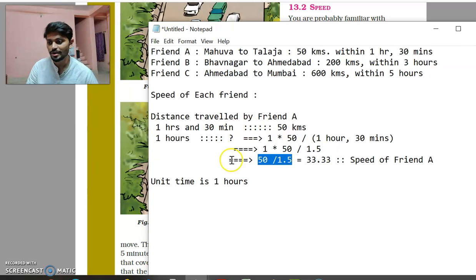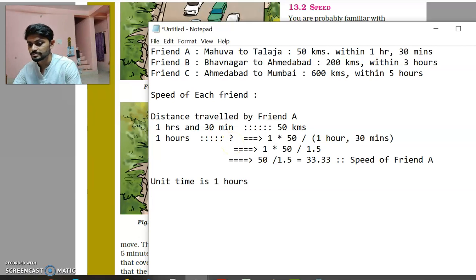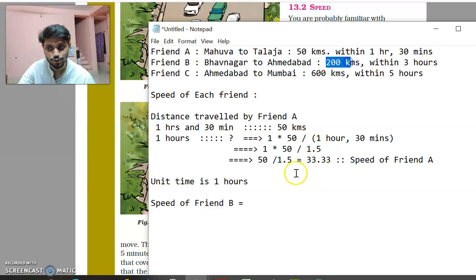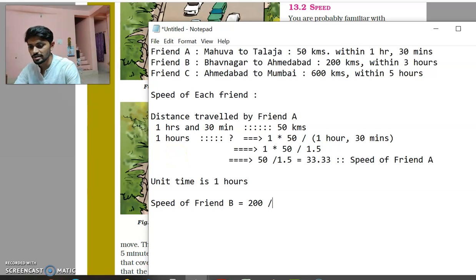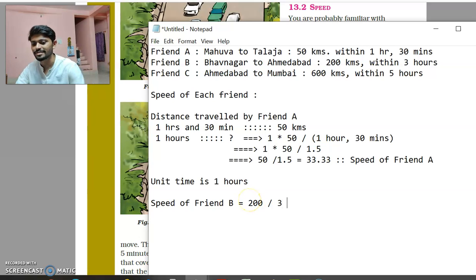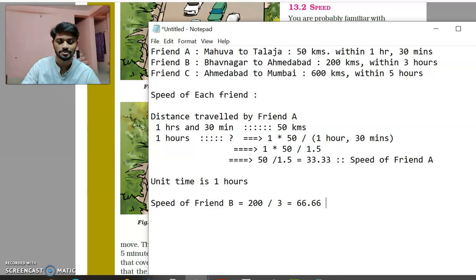Now let us find the speed of friend B. And now we will not do the long method, we will calculate very shortly. Speed of friend B is equal to total distance. How much distance did B travel from Bhavnagar to Ahmedabad? The total distance was 200 kilometers. So 200 divided by the total time taken, which was 3 hours. So 200 by 3, if you divide it, you get 66.666. That is nothing but the speed of friend B.